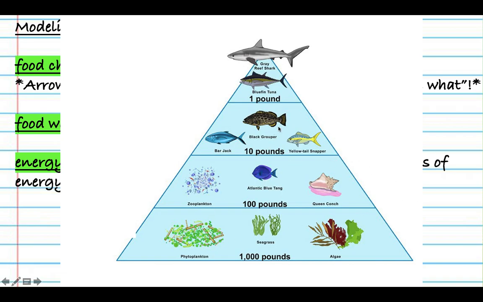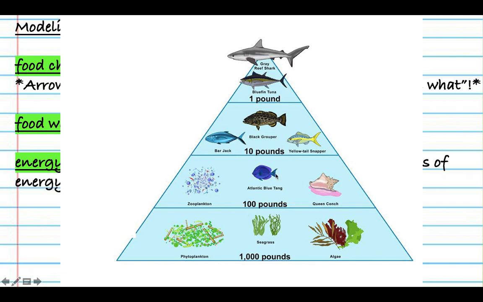Then we have a step up from that, these fish that feed on our primary consumers. So these would be called secondary consumers. And then lastly, we have our tertiary consumers. And typically, as you go up the food pyramid or the energy pyramid, the organisms tend to get larger in size, okay? Now, if you notice too, this actually has the amounts, okay, of biomass in pounds.